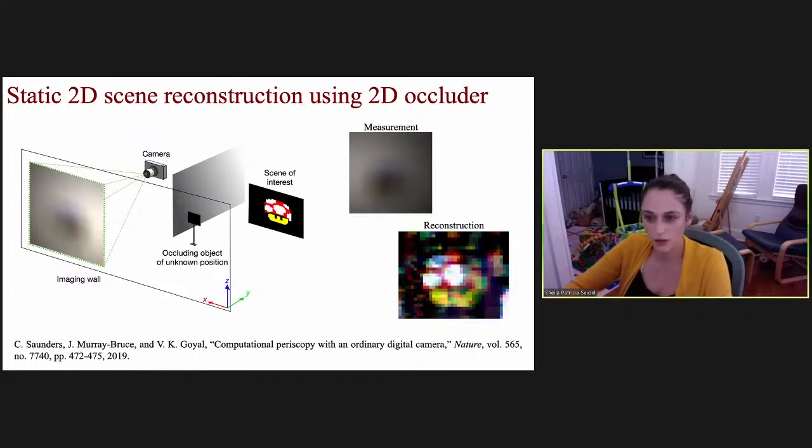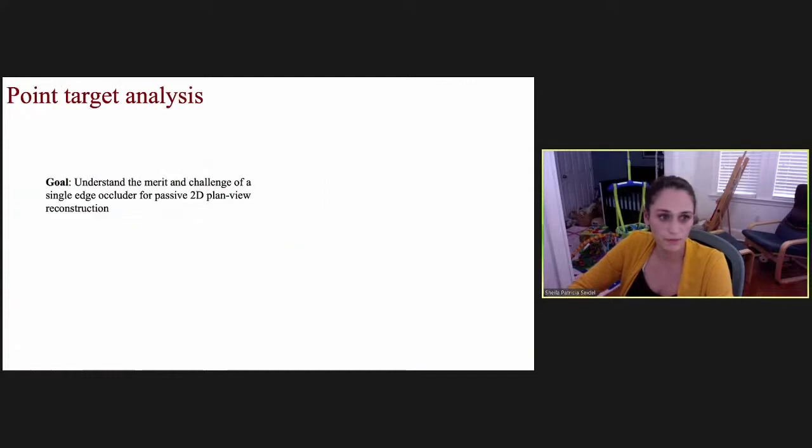So in our work, we're using this 1D vertical edge occluder. And our question is, with this 1D occluder, are we fundamentally limited to 1D reconstruction? What I'm going to show in this talk is that we are not fundamentally limited, although range is certainly challenging to estimate.